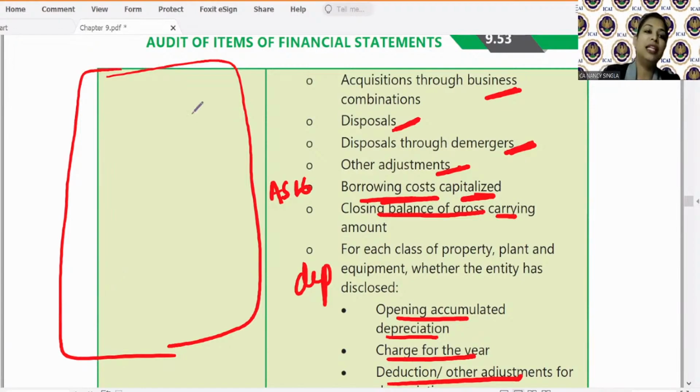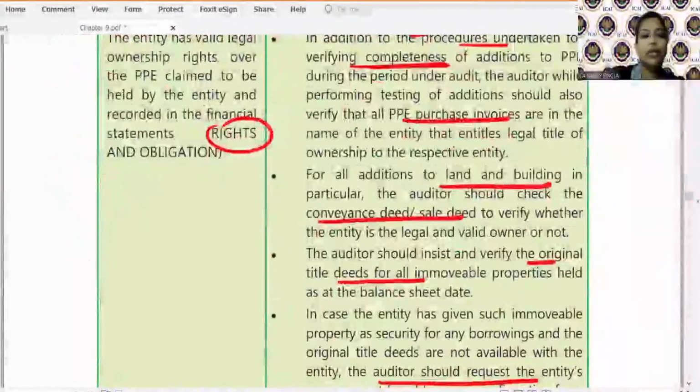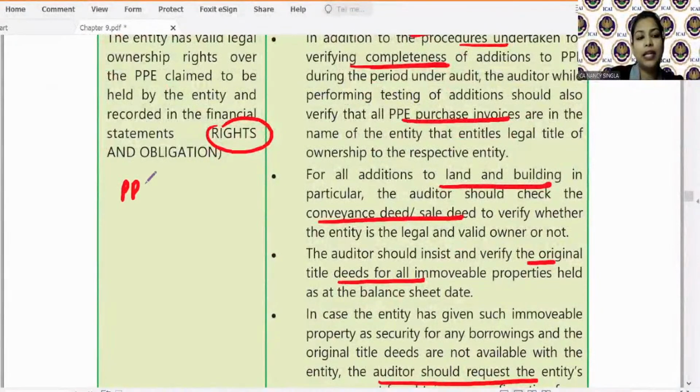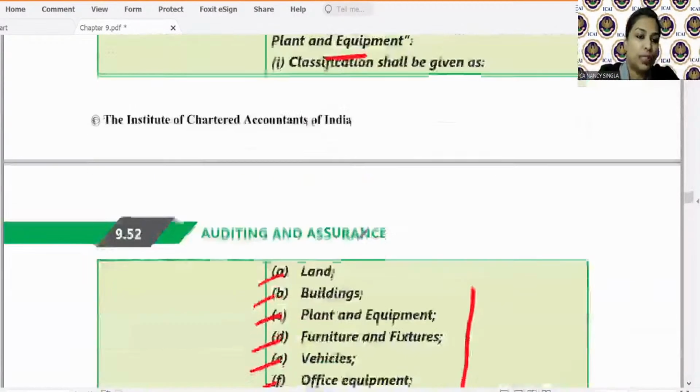But what I feel is, see, I have always told you, that if you want to make a summary here, for completeness you can always write that for PPE, check purchase invoices; for land and building, check the conveyance deed and sale deed; then check whether originals are available or not, right? This is the way you can make the summary. If originals are not available, then the auditor should request the management, right? So like this, you can make the summaries. The way you feel comfortable, you should proceed like that.